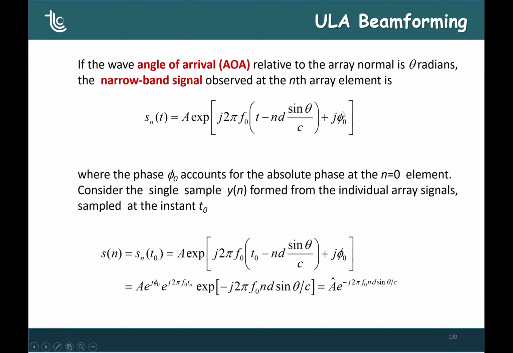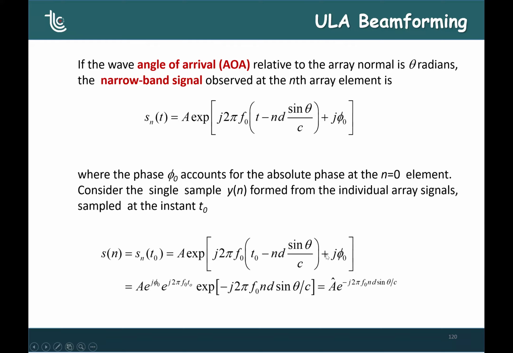Then there is an initial phase. Actually, we don't care too much about this initial phase. We care only about the differences between one element of the antenna and the other element of the antenna. So we sample the signal at t sub 0 on each element. n is the index of the elements of the antenna. And then we replace t with t sub 0 because we are sampling the signal.